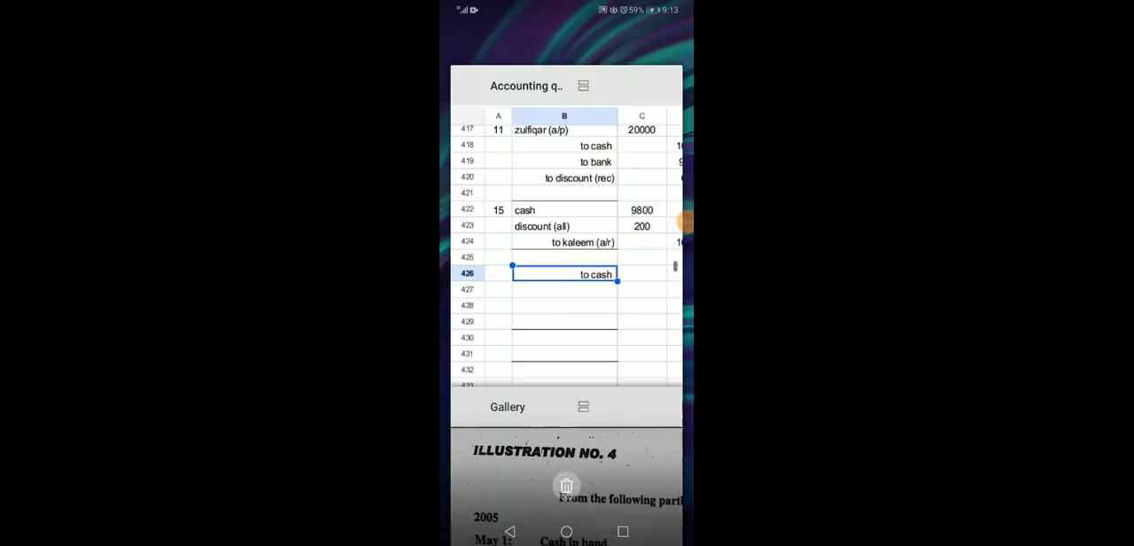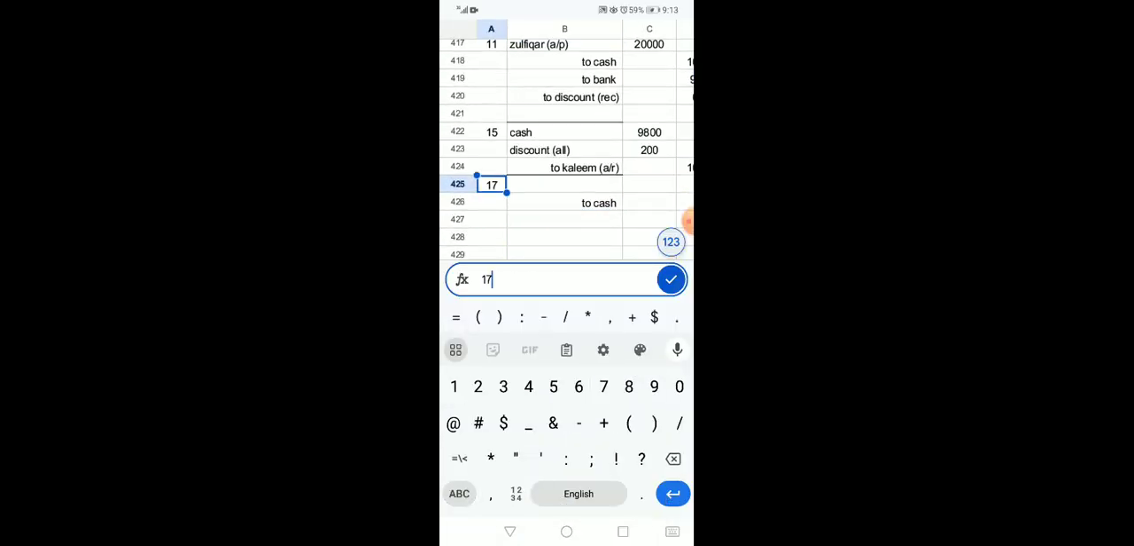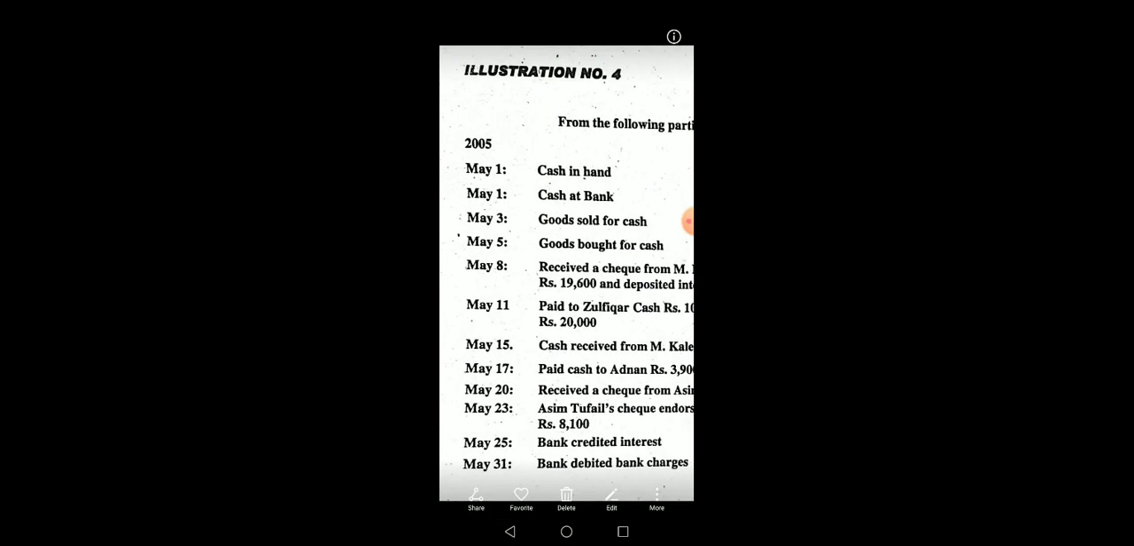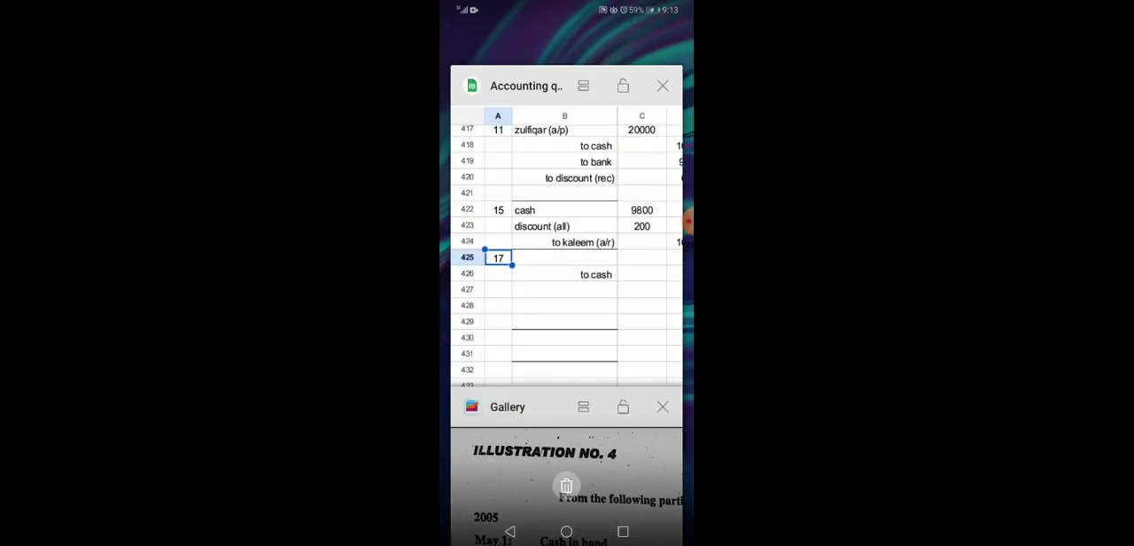Entry number was 17. We should have mentioned date first. Why it skips every time? Entry number 17 saying you have paid cash to Adnan. When you will pay cash, cash is going out, cash in hand is decreasing. Decrease in cash mean decrease in asset. Asset is decreased, it should be mentioned on credit side. So you have mentioned cash on credit side.